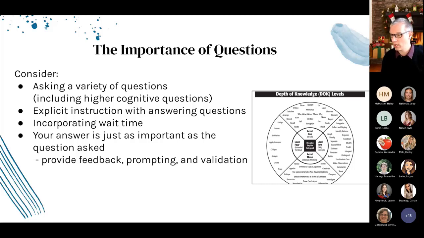And you can see those level ones are just kind of that simple recall. The level 2 is more of like a skill or a concept based question. And then the level 3 is more of that strategic thinking and a little bit more. And then of course, the level 4 is that extending that knowledge, applying that new knowledge and thinking outside of what we're talking about. So you can see those levels of questions there, and it's important again to ask a variety of those.